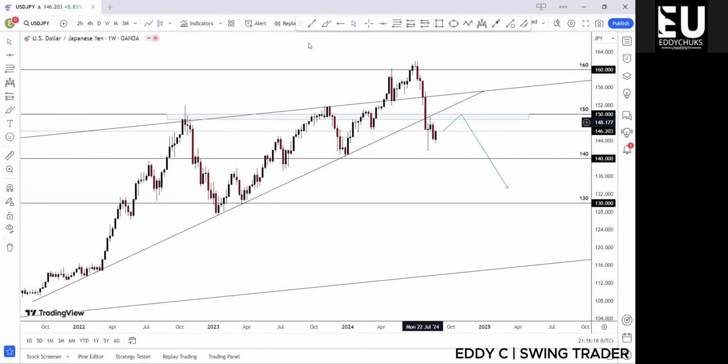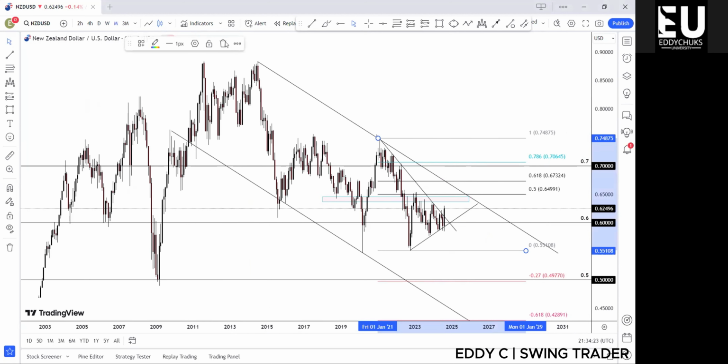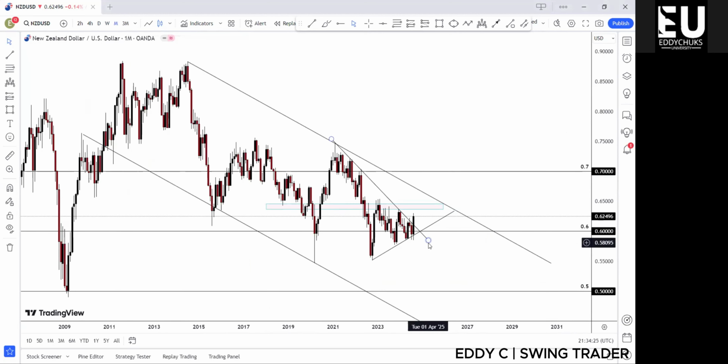So for NZDUSD, NZDUSD is still very much bullish from the monthly time frame, as we are seeing on the charts currently. We should be expecting nothing less than bullish momentum for the month of September, given that the market is still right above the psychological level of 0.60,000.